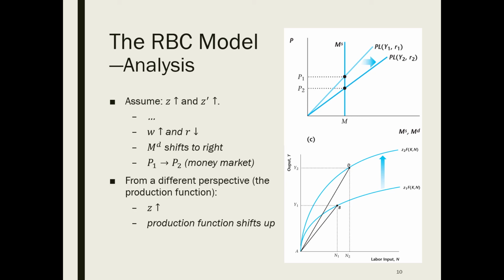It can be shown from a different perspective if we use the production function to show the shift of Z, an increase from the lower level to the higher level. And when the production function shifts up, you need to increase your employment from N1 to N2 to increase the output from Y1 to Y2. And not only does the output level increase, the productivity also increases. The productivity is shown by the slope of the production function.